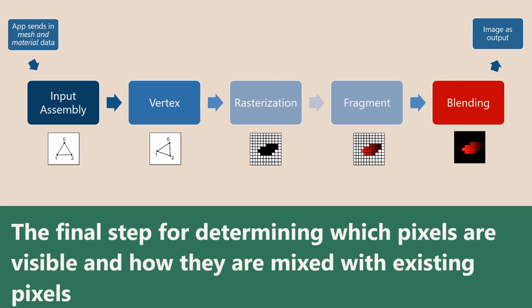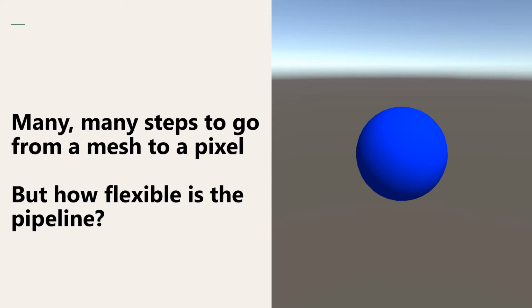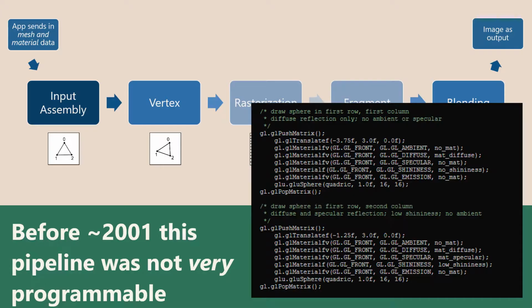Blending is the final step of the pipeline, and it generates the pixel color you see on your screen using a combination of pipeline state, the contents of the frame buffer, depth buffer, or stencil buffers. As you can see, there are many steps to go from a mesh to a pixel, but how flexible is this pipeline? Before about 2001, this pipeline was not very programmable.